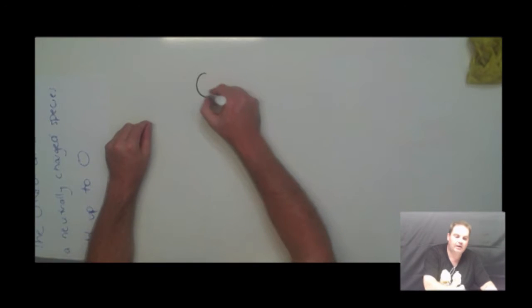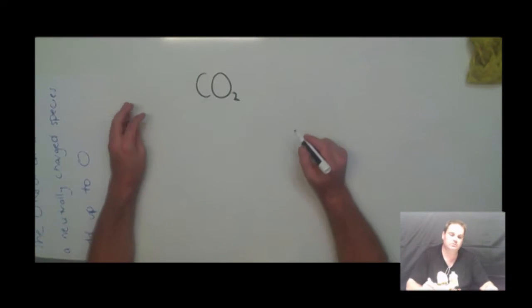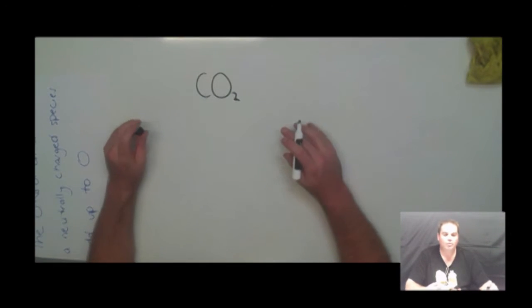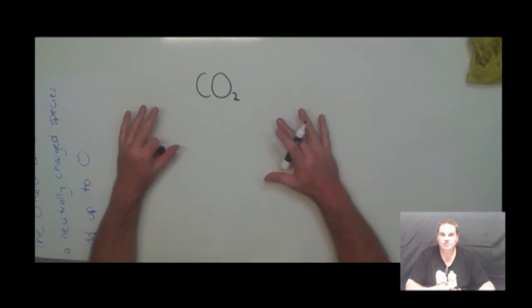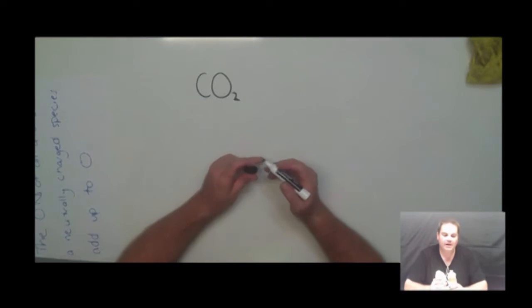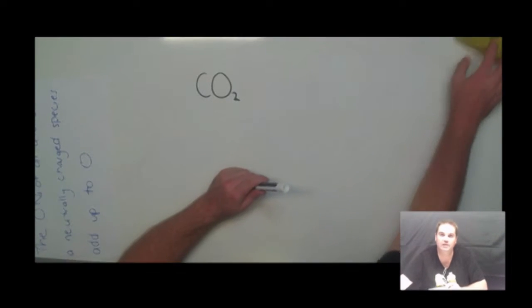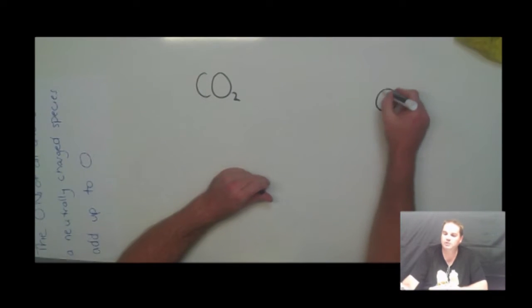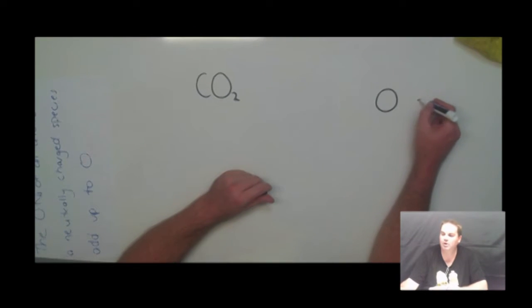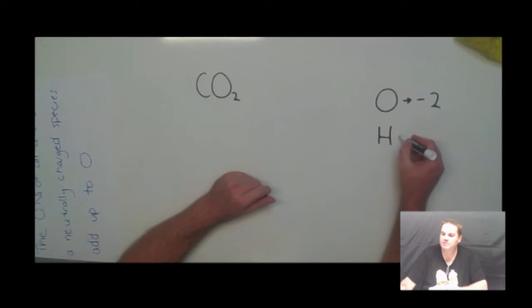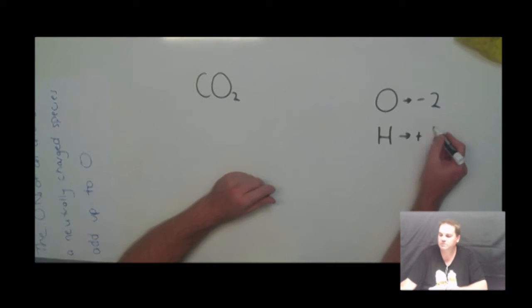We'll start with a simple one, like carbon dioxide, CO2. What we're going to be looking at is working out the oxidation numbers of each of them. Now, what you may not always necessarily know is which one to start with. So I'm going to give you a couple of tips to keep over on the side here to always remember. Oxygen always has an oxidation number of -2. Hydrogen has an oxidation number of +1.